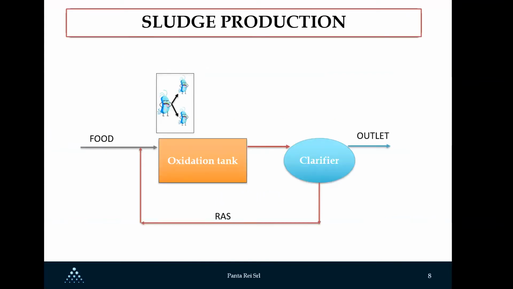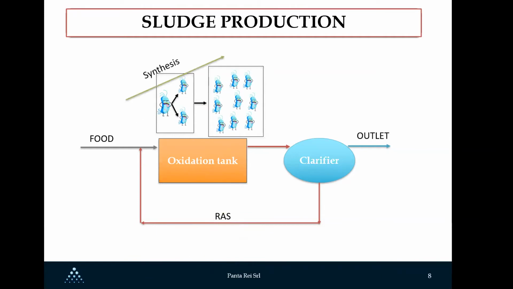As you know, inside the oxidation tank, there are specialized bacteria able to degrade organic compounds present in the influent water. The influent water represents the food for the bacteria, which are able to grow quickly. This biological process is called synthesis. Now, considering this process flow, we can see that only the return sludge is considered.